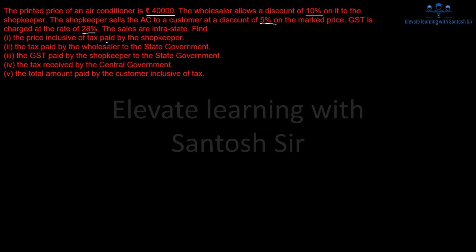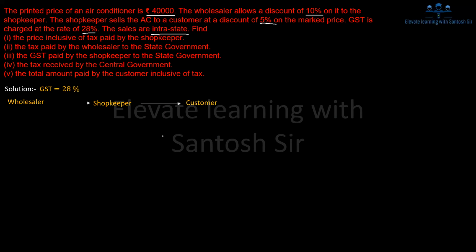GST charge is 28%. The sales are intrastate. We have to find so many things. So first thing first, let us build our chain. We know that GST at each stage is 28%, and there are three people in the chain: the wholesaler, shopkeeper, and the customer.